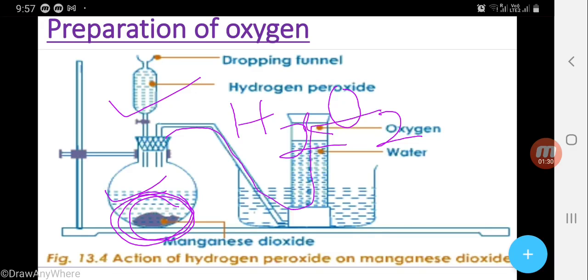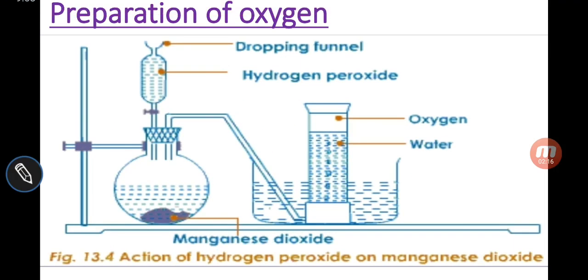You can see that is a gas jar in which all the oxygen gas formed by the decomposition of hydrogen peroxide gets collected at the upper part of this beaker, and this is the laboratory method in which oxygen gas is prepared. In this method, manganese dioxide is used as a catalyst, and in the presence of manganese dioxide, hydrogen peroxide, means H2O2, decomposes into water molecule and oxygen, and this method is called the laboratory method. So let's see its equation.